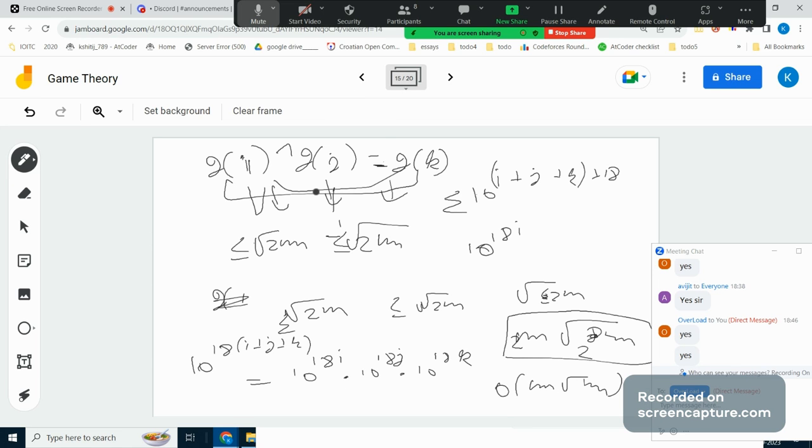So we want the XOR of the three Grundy values to be 0 for it to be a losing state, right? Now the number of distinct Grundy values in each graph is at most 2 root m. Yes, we can just brute force over all the triples, so it will be order m root m.